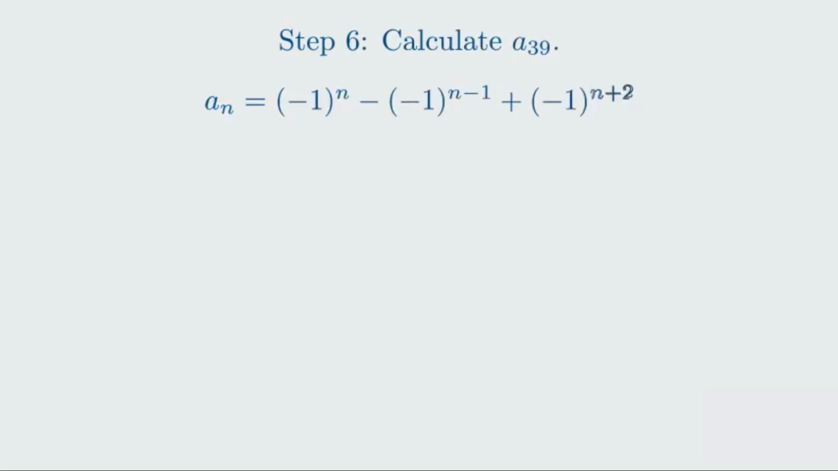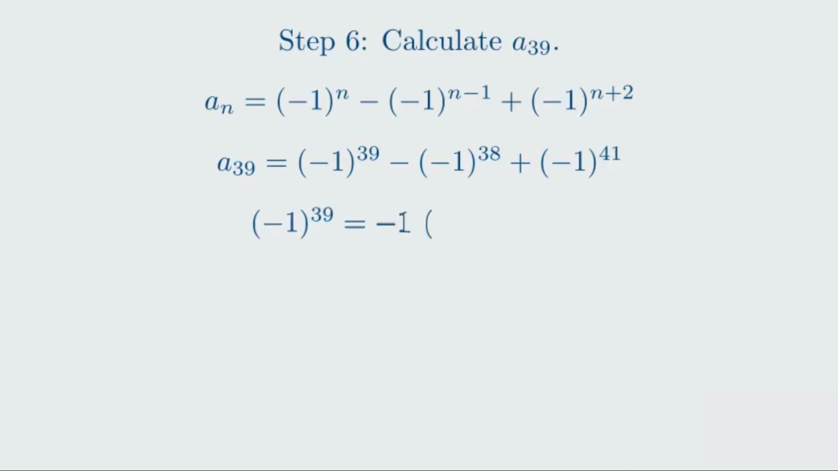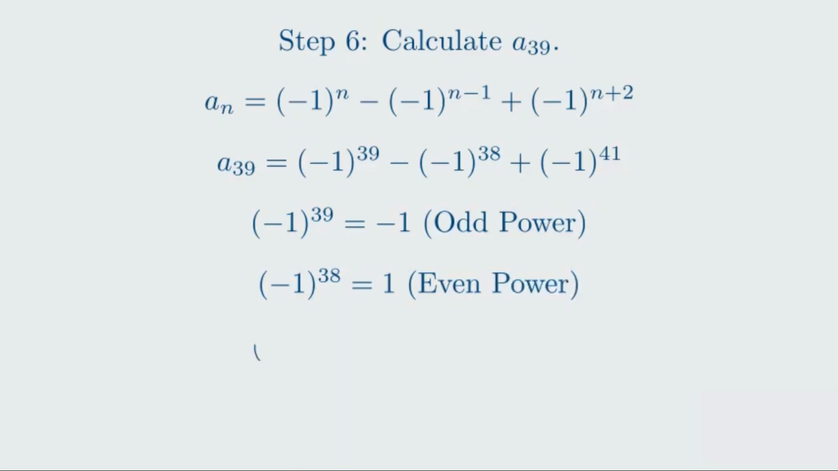Substituting n equals 39 into the formula gives us (-1)^39 minus (-1)^38 plus (-1)^41. Now, remember the property of powers of negative 1. Negative 1 to an odd power is -1. Negative 1 to an even power is +1. 39 is odd, so (-1)^39 is -1. 38 is even, so (-1)^38 is 1. 41 is odd, so (-1)^41 is -1. Plugging these values back into our expression for a sub 39, we get -1 minus 1, plus -1. This calculates to negative 3.